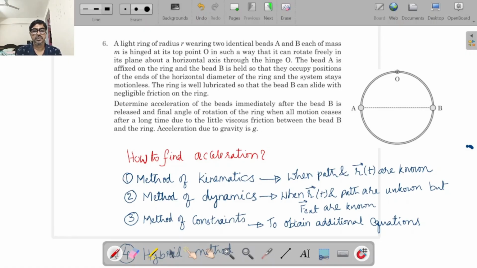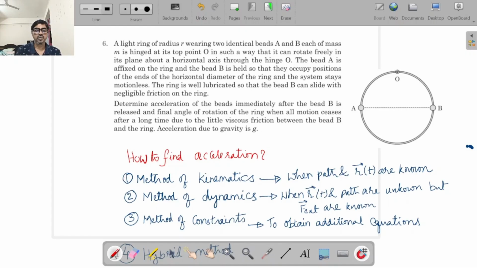Right now the system is motionless, and the ring is well lubricated so that friction can be neglected. Determine the acceleration of the beads immediately after bead B is released. The moment you release it, everything was stationary, and then what would be the acceleration of B? It is asking for both accelerations. That is the first part.